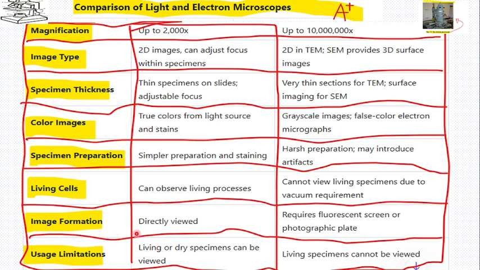Okay. Image formation, you can directly observe the image, but it requires what you call a fluorescence screen or photographic plates. So limitation, dry specimens can be viewed, but living specimens cannot be viewed. Those are limitations. Means a disadvantage of electron microscopy, you cannot see living specimens, but with light microscopy you can see living specimens. So the disadvantage of electron microscopy, raw magnification, raw resolution.